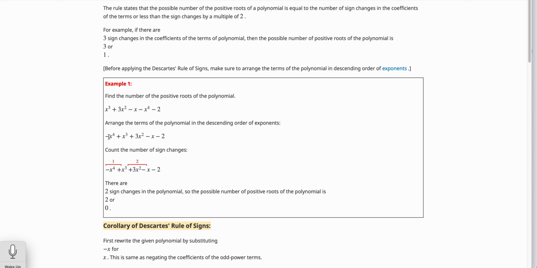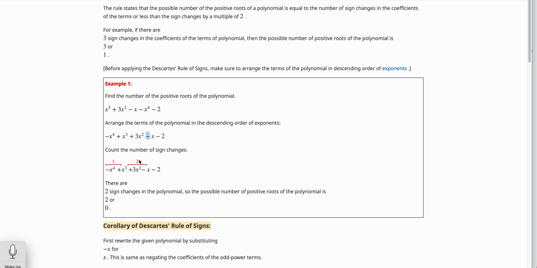From there, I want to look at the number of times the coefficient changes. So here it's negative, here the number is positive. That's considered one sign change, which is also known as one positive root. Then I notice that here it goes from positive to negative again. So that is two possible positive roots.